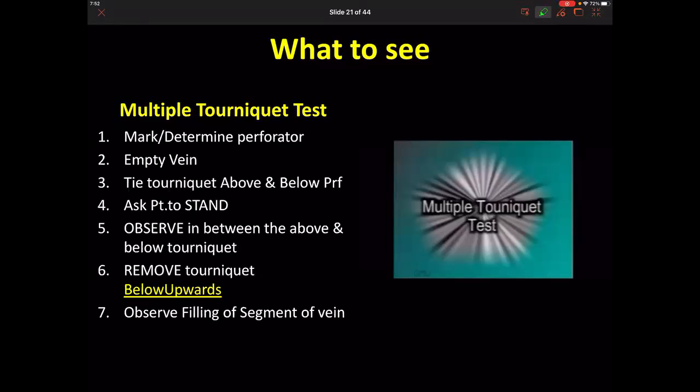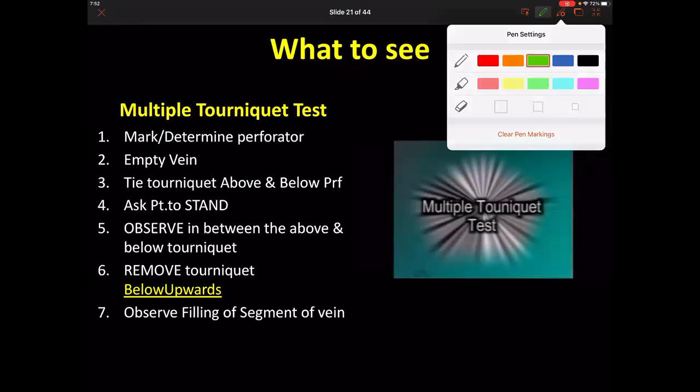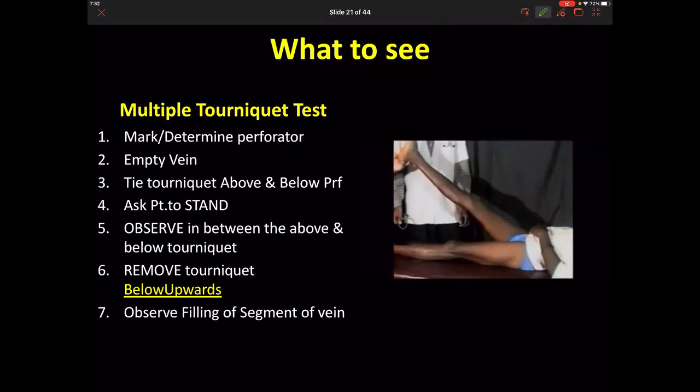Point number 3 has PRF written, what does it mean, sir? Perforator. Above and below the perforators, I should have said.